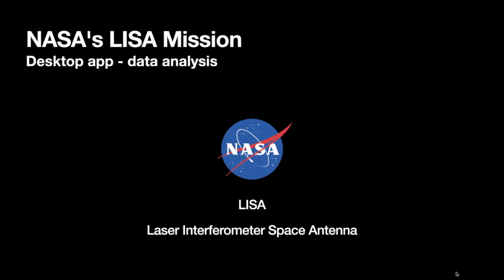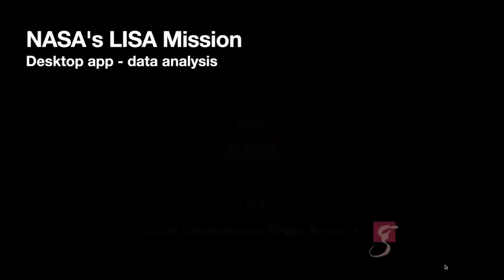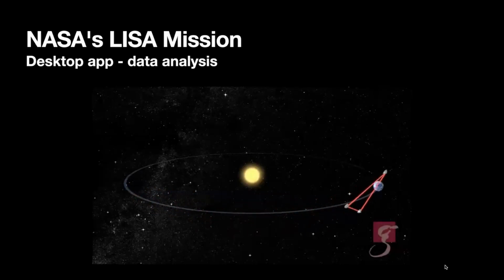The user interface for the app itself isn't that interesting, but I've got a cool video here that shows it. The LISA mission is going to be three probes that will be following the Earth. You can see them there. It's 1.6 million miles on a side. And what it's going to do is detect gravitational waves as they move through the solar system. So these probes will send their data back to Earth, and this desktop application will analyze the data, which is pretty cool.